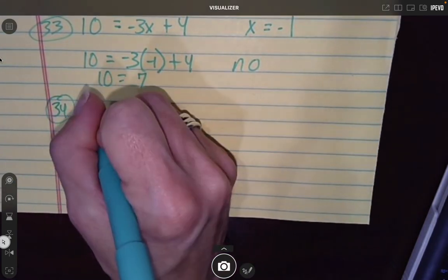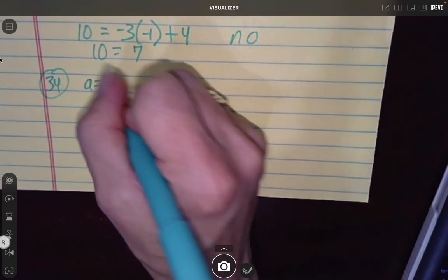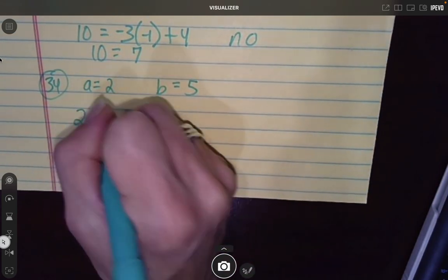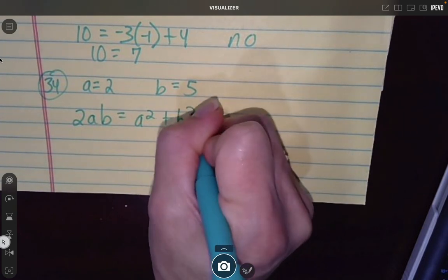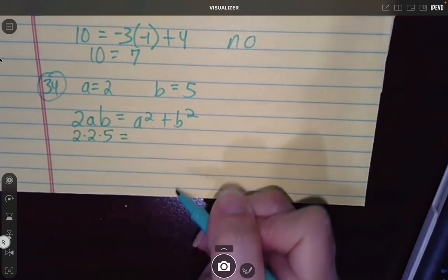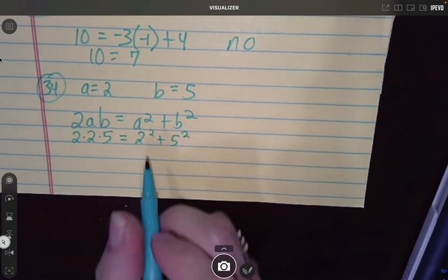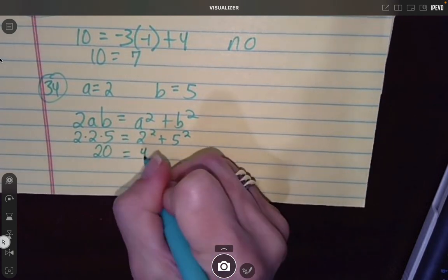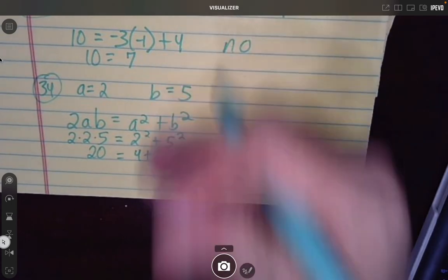Yeah, it's false. If I just pick a number for A and B, I think we already did this one. Let me just pick 2 and 5. I'm going to plug those numbers in. 2 times 2 times 5 is 20. Does that equal 2 squared plus 5 squared, which is 29? No. All right, and that is a counterexample.